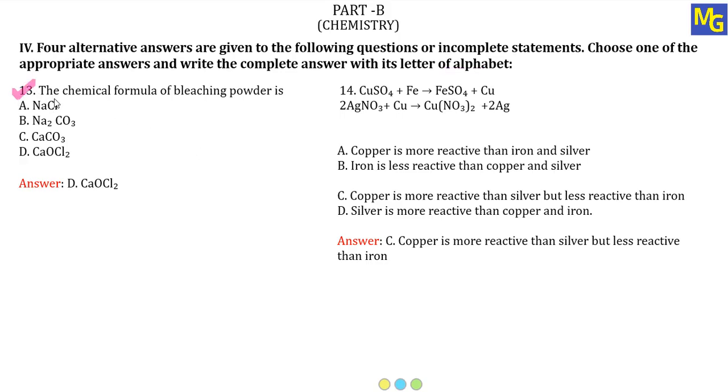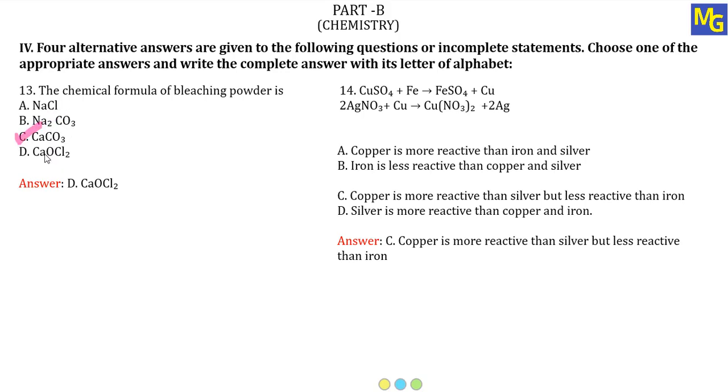The question is, the chemical formula of bleaching powder is. So here we have 4 options. Out of these 4, we have to find out the bleaching powder chemical formula. So you can see the first one is NaCl. It is the formula of sodium chloride. Second one, that is B option, is Na2CO3. It is the formula of sodium carbonate, that is washing soda.